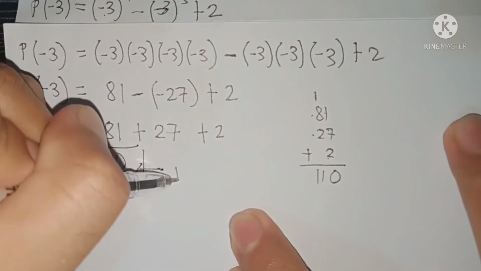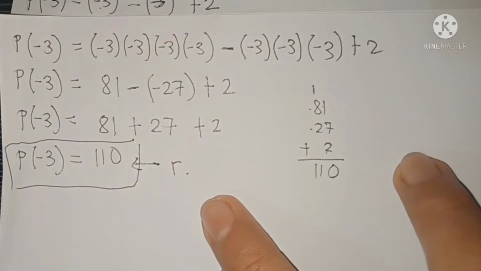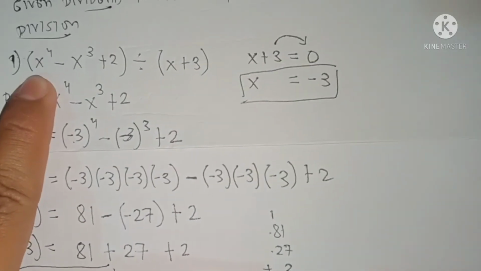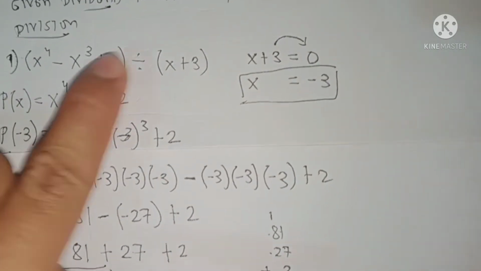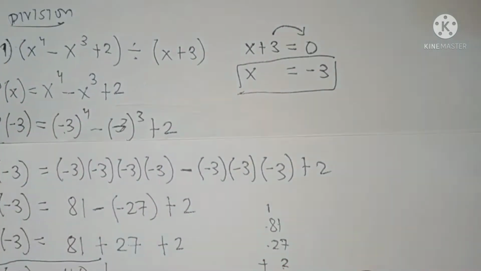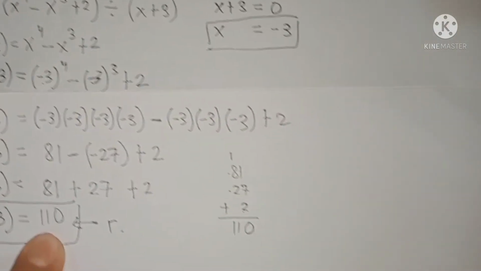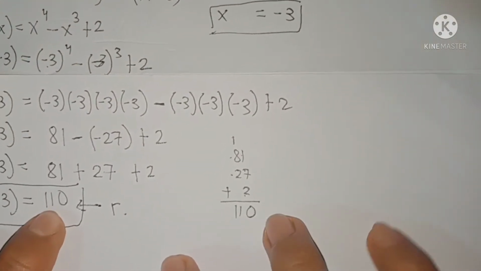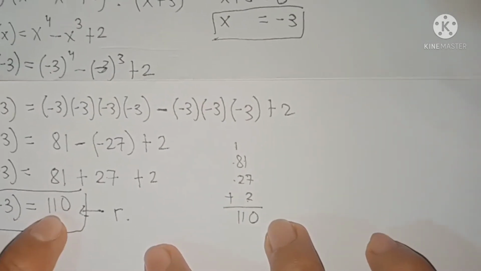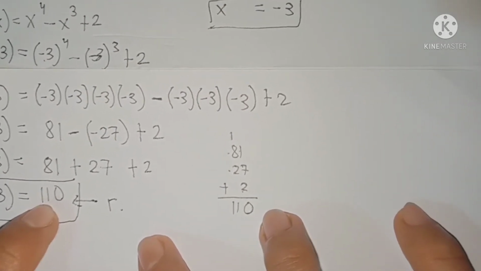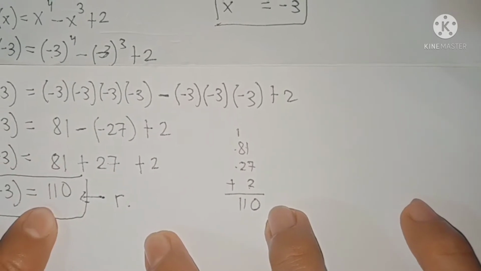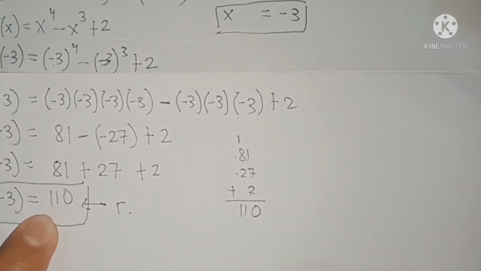Anong ibig sabihin na ito? Kapag daw yung x raised to the 4th power minus x cubed plus 2 ay dinivide mo by x plus 3, ang magiging remainder daw niya ay 110. So, how to check? Pwede nating i-perform yung long division o kaya yung synthetic division para ma-verify natin kung tama yung na-obtain natin na remainder.